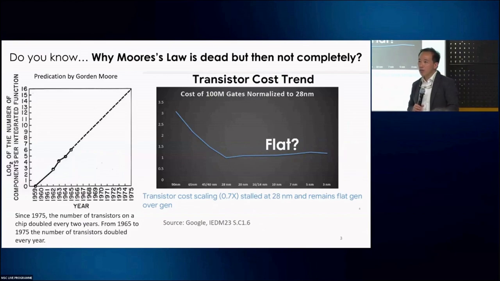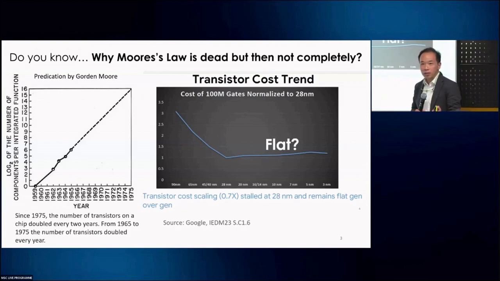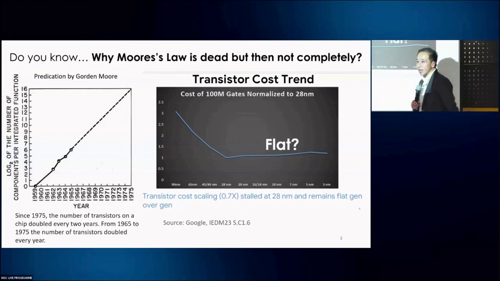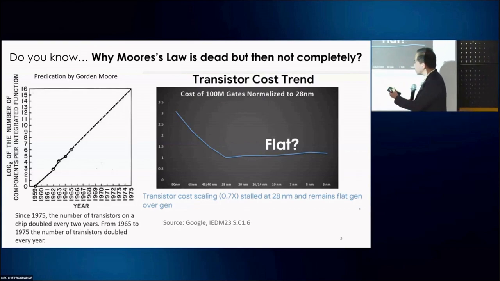Why is there always two camps, one that says Moore's law is dead for a long time, but then a whole bunch of people are still scaling chips if Moore's law is dead, right? Something that you might learn about in this course. For instance, since 1975, Gordon Moore of Intel has predicted that chip density is going to increase twice every 2 years. But if you look at the cost of transistors, they flattened out back at around 28 nanometers.